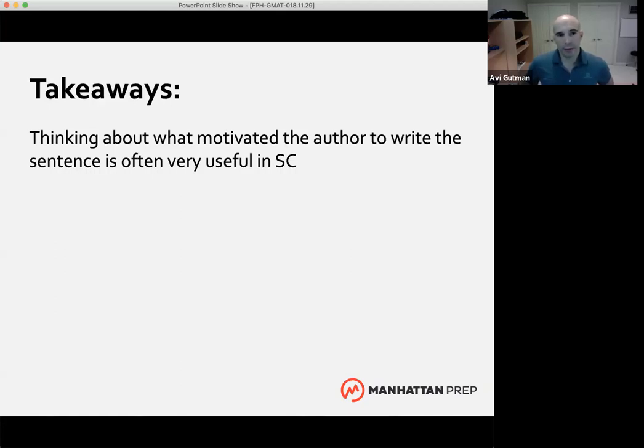Thinking about what motivated the author to write the sentence is often very useful in sentence correction. If you haven't already been doing this in reading comp and critical reasoning, do it there as well. It's very, very important to be mindful, to be thoughtful about what motivated the author to write this text. Where people tend to not do that is sentence correction, and I think that's a mistake. I think we should do it in sentence correction as well, because sentence correction is part of the verbal reasoning section.